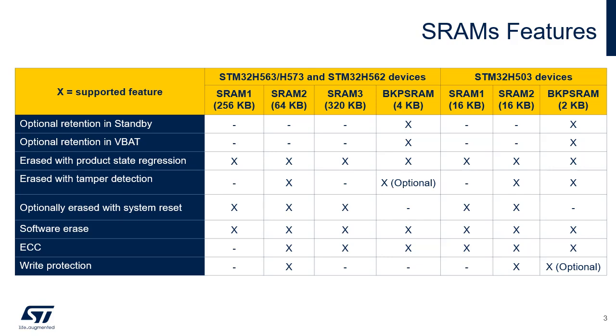The SRAM2 is made of 64 1 kilobyte pages. Each 1 kilobyte page can be write protected by setting its corresponding PXWP bit in configuration registers.